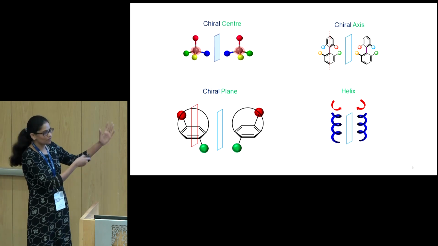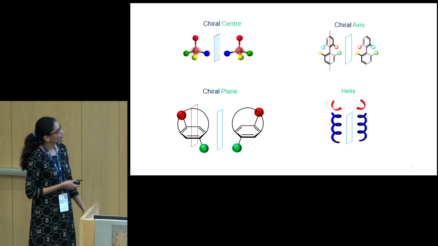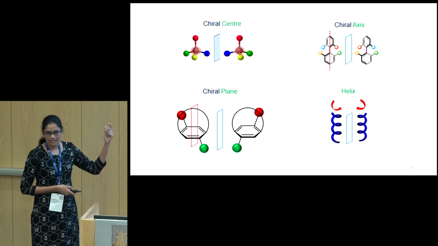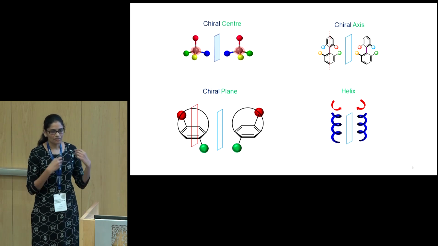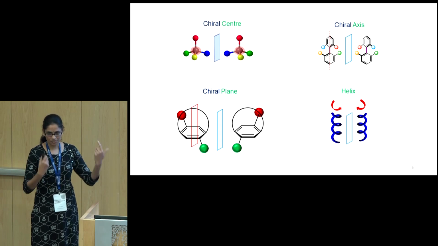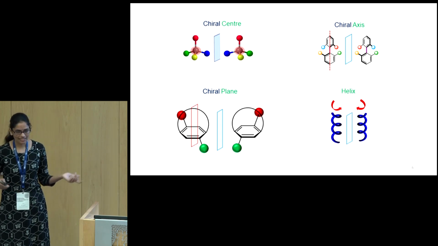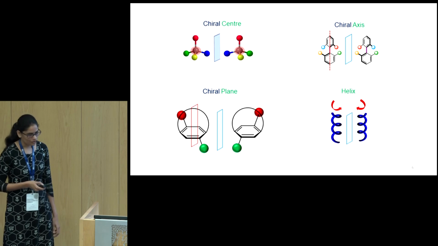So different sides of the plane are different, and that can also have handedness. Another example is helical chirality, which means a turn. You can think of a screw having different types of turn, clockwise and anti-clockwise. So these are the four types of chirality that exist in molecules.